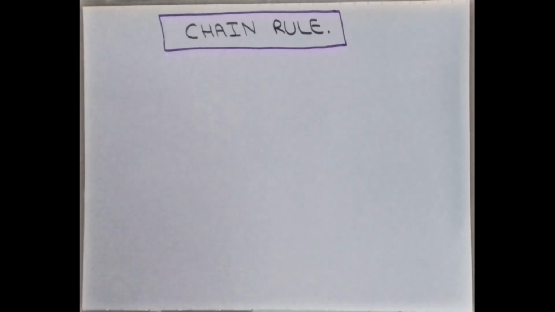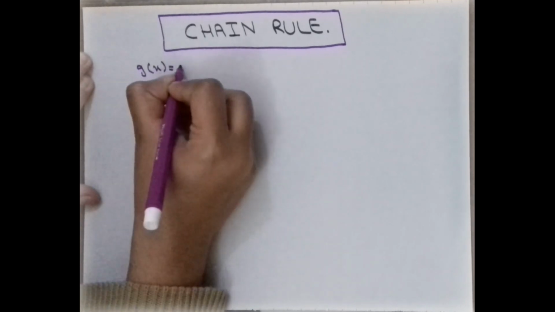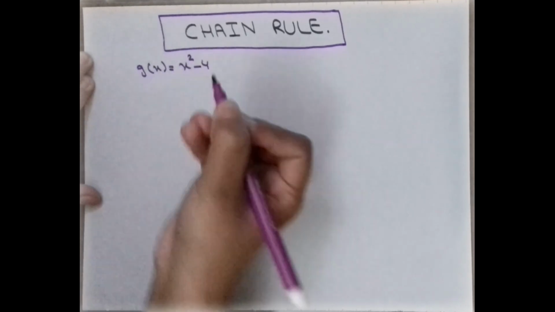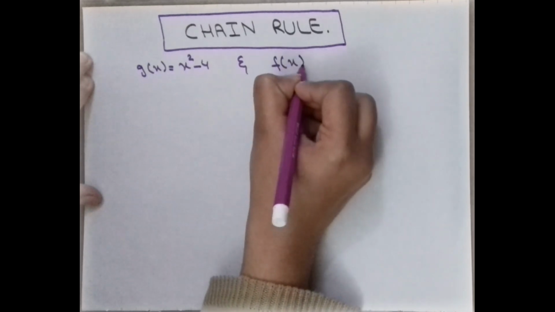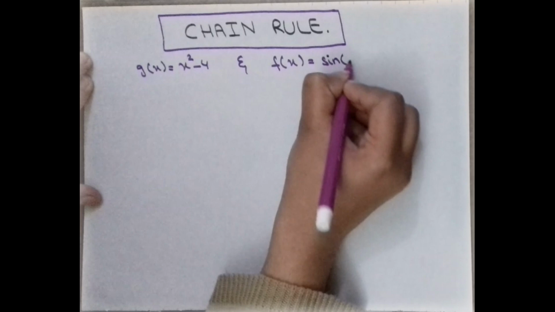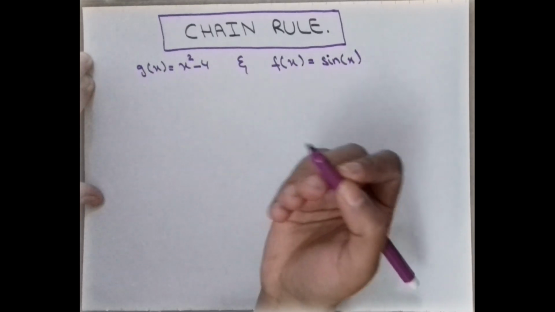Now we are back with another topic, which is the chain rule, and how to apply it. We know how to differentiate functions like g of x equals x square minus 4, and f of x equals sine of x.